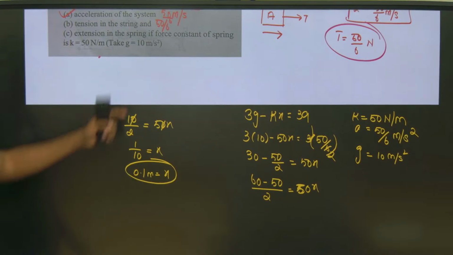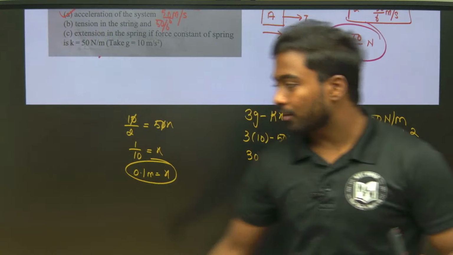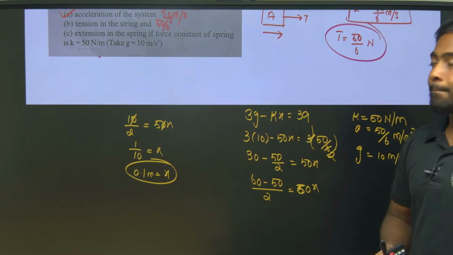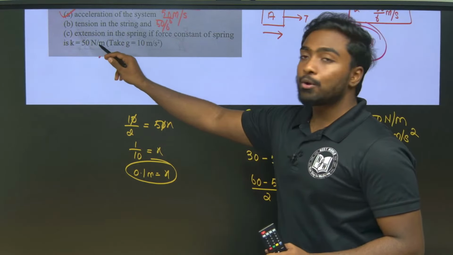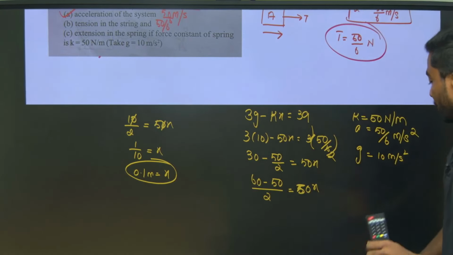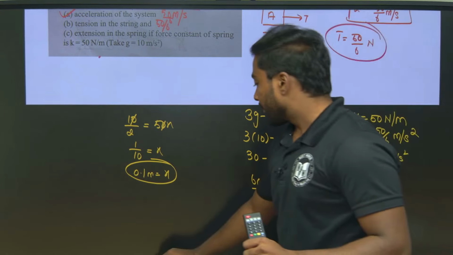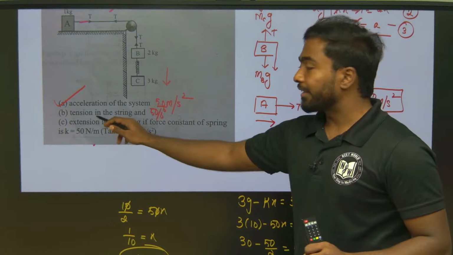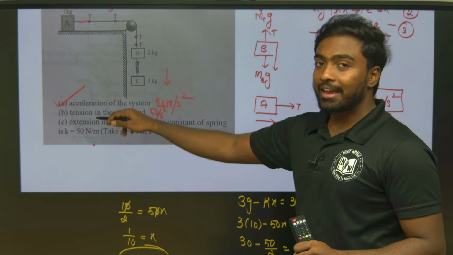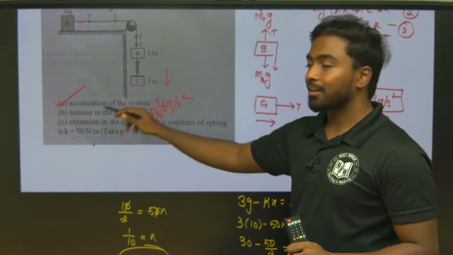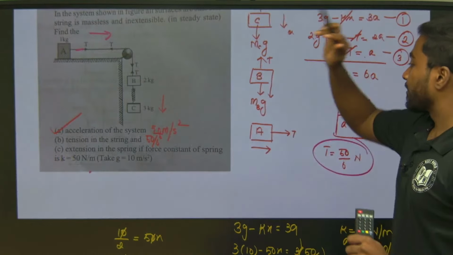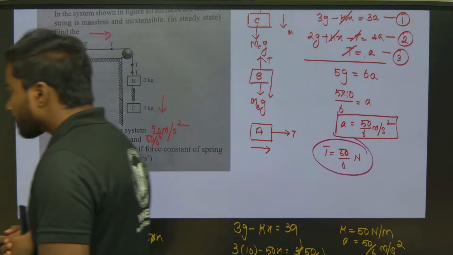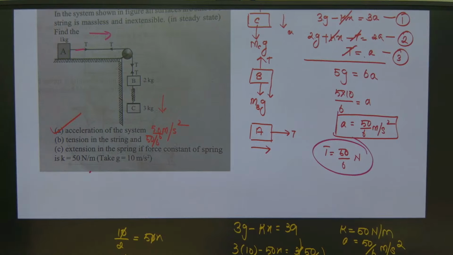That's it. So everything is in meter, no? So the final answer is also in meter. So 0.1 meter is the extension that happens when the value of K is 50 Newton per meter. Okay, so totally 3 things they have asked: the acceleration of the system, the tension in the string, and the extension that happens when the force is given, like spring force. So the spring force constant has been given. It is 0.1 meter.